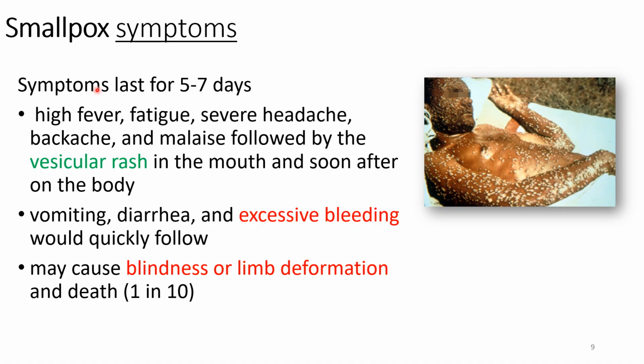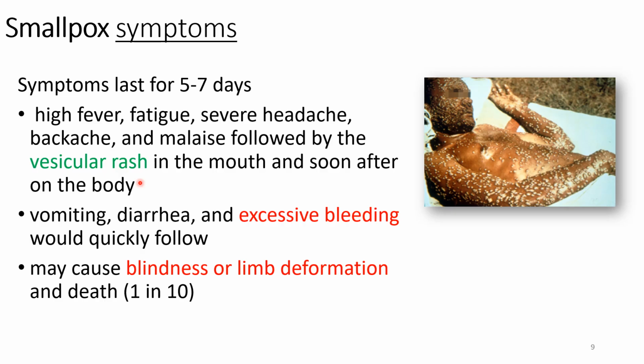So what are the symptoms of smallpox? As we mentioned, the rash lasts for 3 to 4 days. The whole symptoms can last up to 7 days, and these include high fever, fatigue, severe headaches, backache, malaise, feeling tired. This is usually accompanied or followed by a vesicular rash. So the rash starts as macules, then they change into papules, and these papules become vesicles, and then they are filled with pus and called pustules.